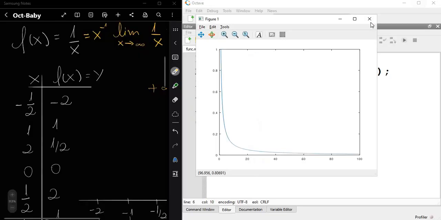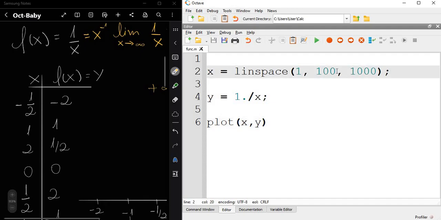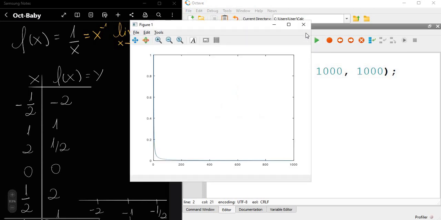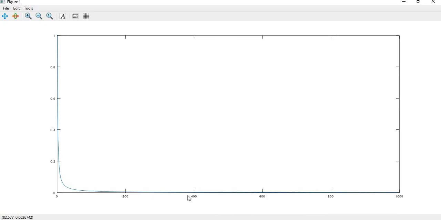And let's see if we pass a range greater than 100, like 1000. And as you can see, it is converging at 1000, even before, right here at 400, it is already touching the 0 right here too.